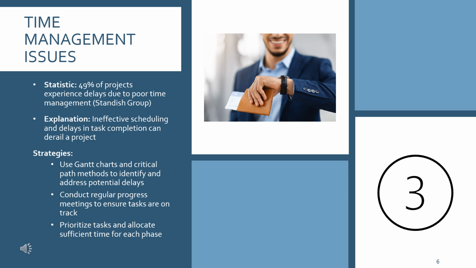To address time management issues, it's essential to adopt best practices for scheduling and progress monitoring, such as using Gantt charts and conducting regular progress meetings. By keeping a close eye on the project's timeline, project managers can ensure that tasks stay on track and that any potential delays are identified and addressed early.